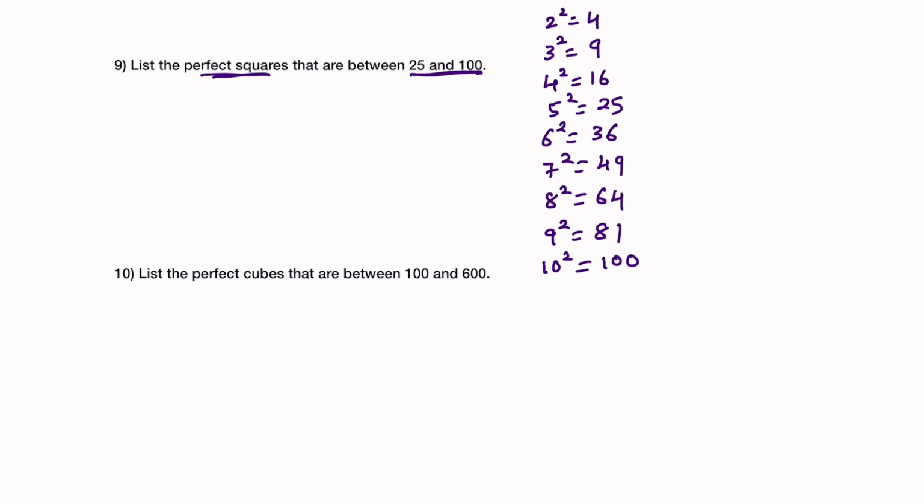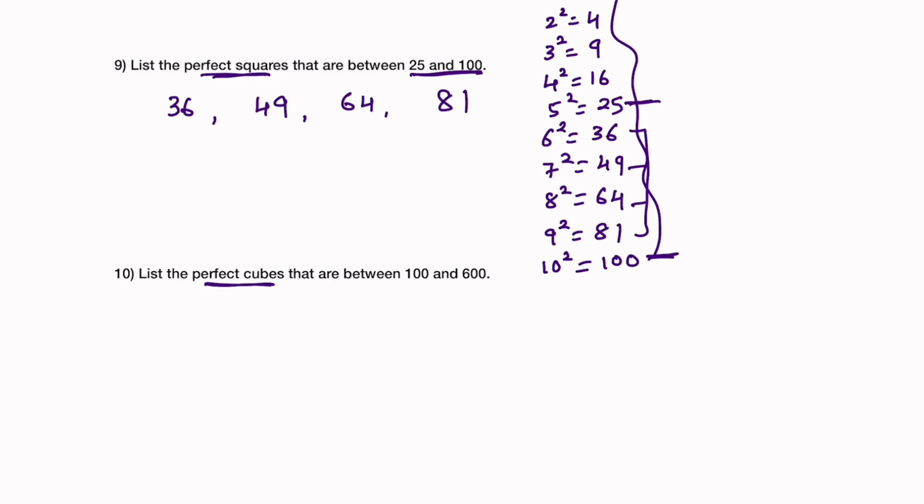These are the perfect squares because when you take the square root of any of these numbers, you'll get a whole number, right? For example, square root of 25 would be 5. Square root of 100 would be 10. So now we need to list the perfect squares that are between 25 and 100. So these are the 4 ones that we need. So we say 36, 49, 64, and 81. These are the 4 perfect squares between 25 and 100.